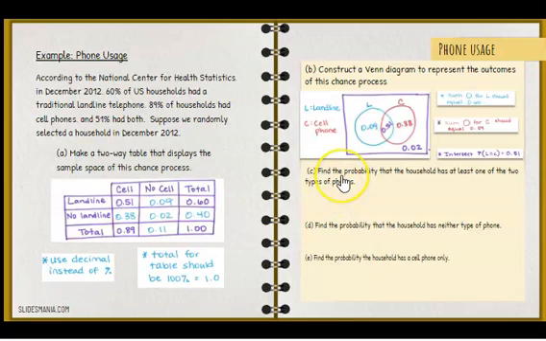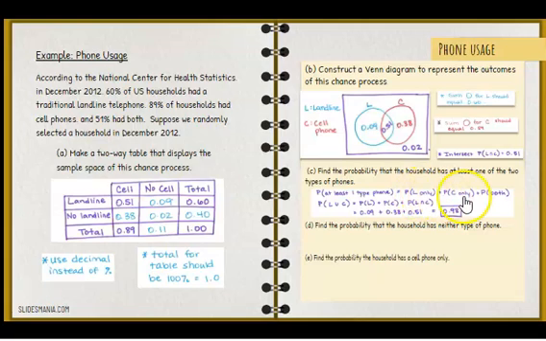So part C, now I can answer the questions. Find the probability that the household has at least one of the two types of phones. Well, that could mean they have a landline only, a cell phone only, or they have both. So then I can use my diagram to just add those up. 0.09, 0.51, 0.38. When I add them up, I get 98%.